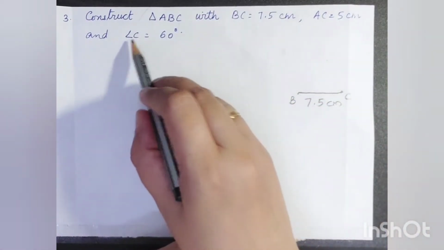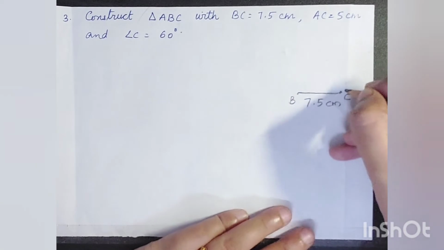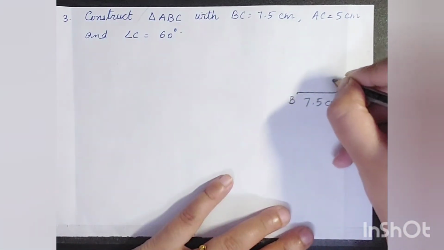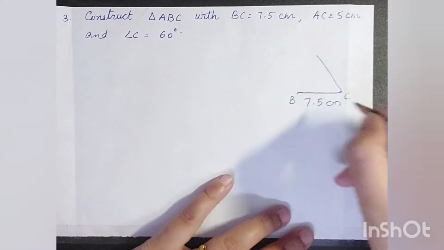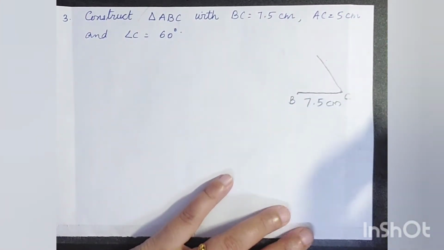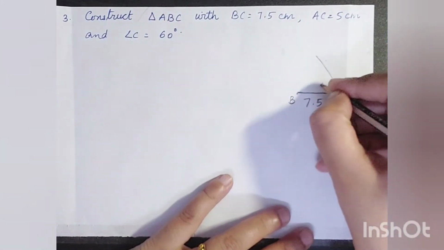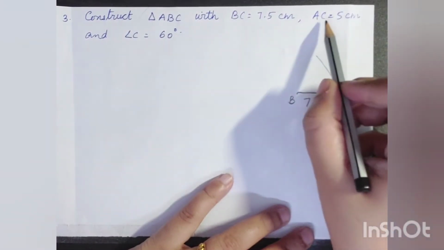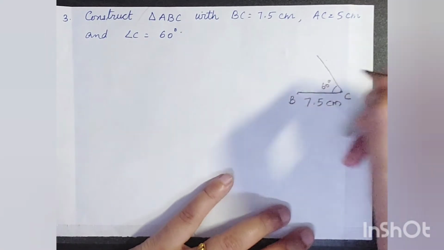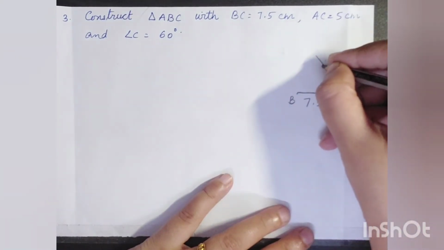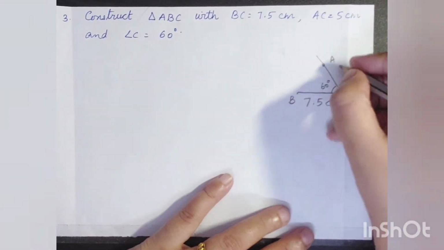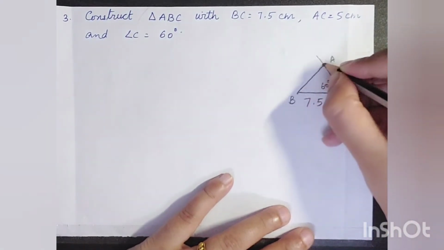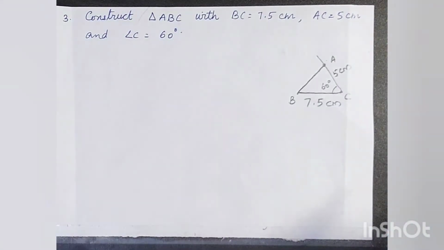Now what is angle C? Angle C is 60 degree. So how do you draw 60 degree? 60 degree will be somewhat like this. Okay. This is 60 degree and this is 60 degree angle C. Okay. Now what is this next point given, AC is equal to 5 centimeter. So let A be here, AC equal to 5 centimeter. Okay, so this is our triangle, correct?